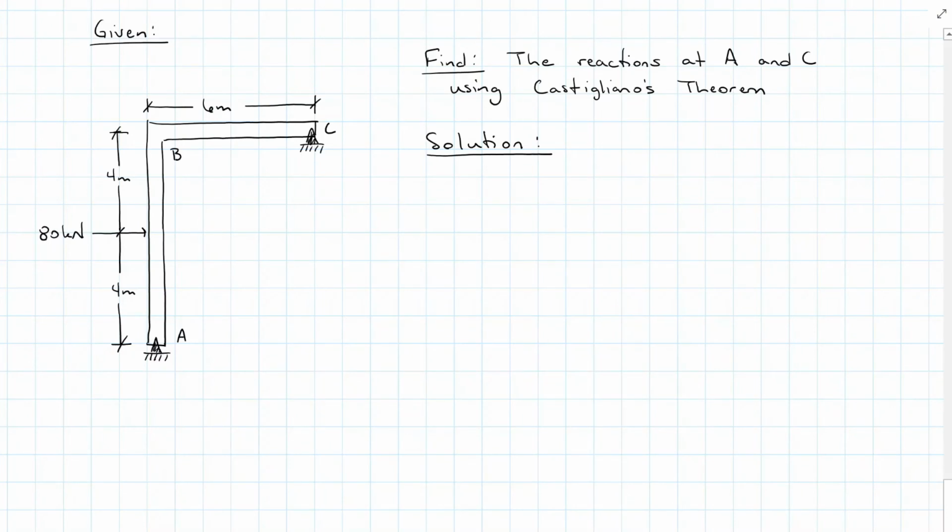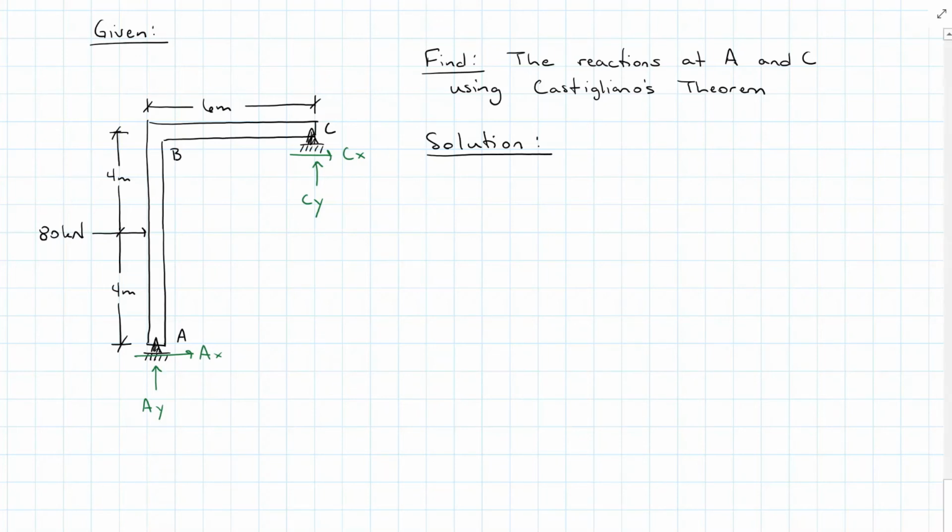For our next example, let's change it up and have a frame. This frame is pinned at A and pinned at C. So I'm going to have reactions Ax, Ay, Cx, and Cy. 4 reactions, 1 member, so this is indeterminate by 1 degree. We want to find the reactions at A and C, and we want to use Castigliano's theorem.